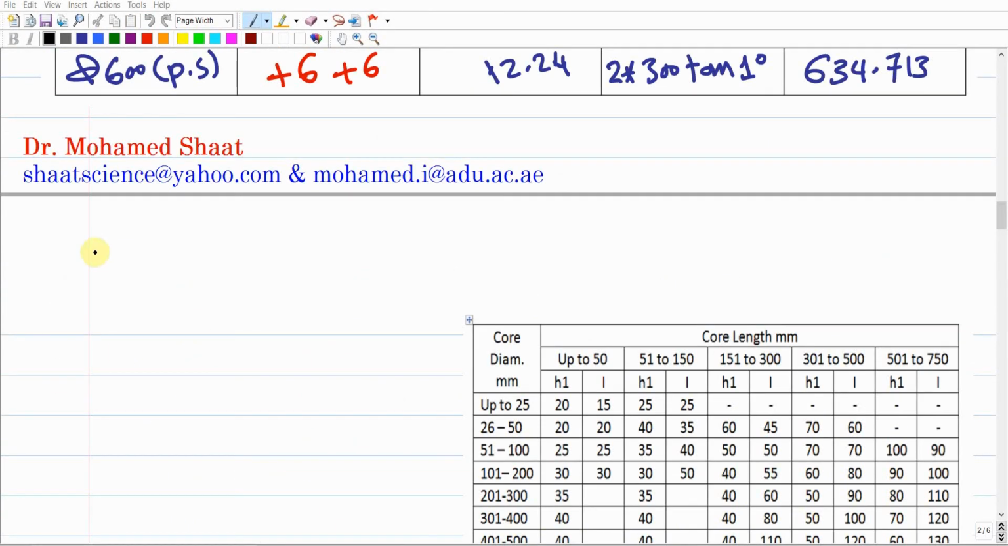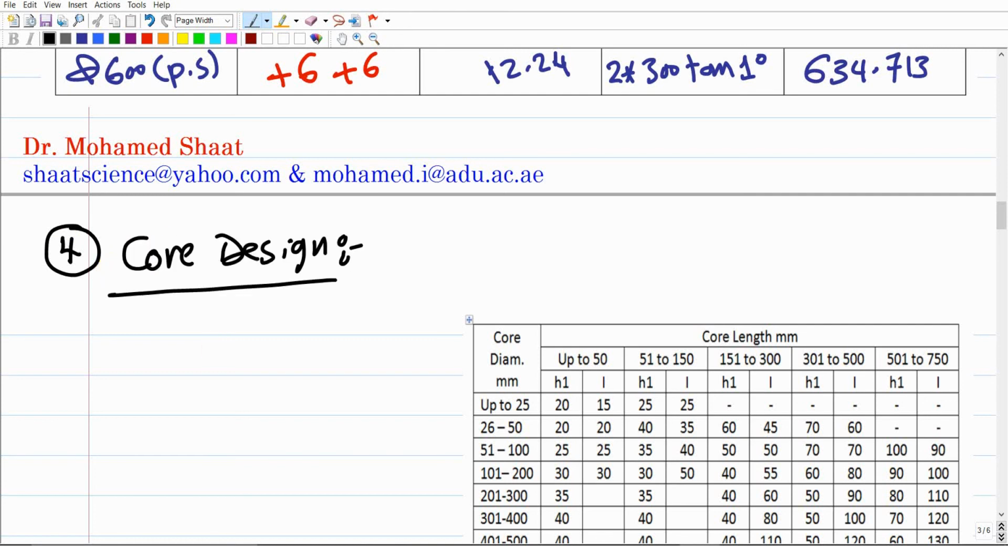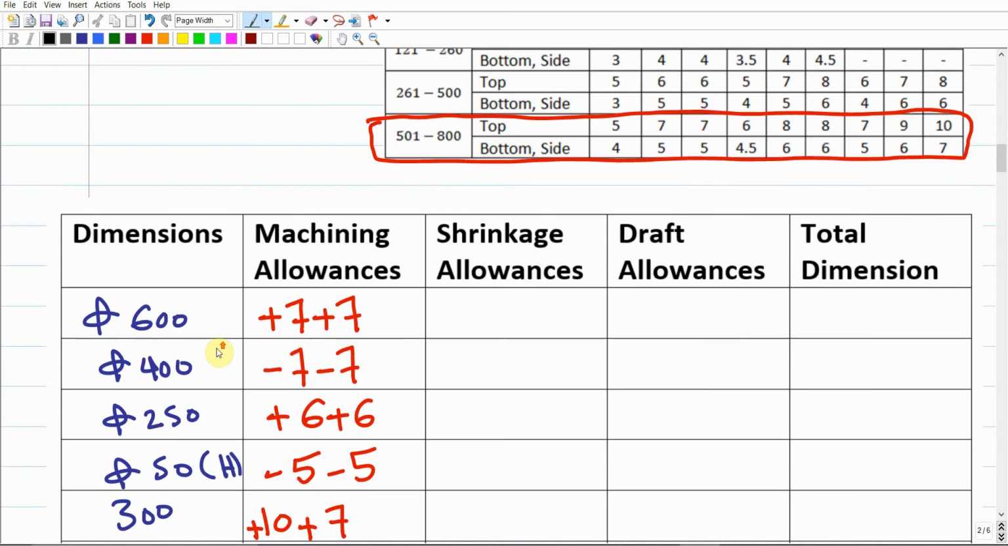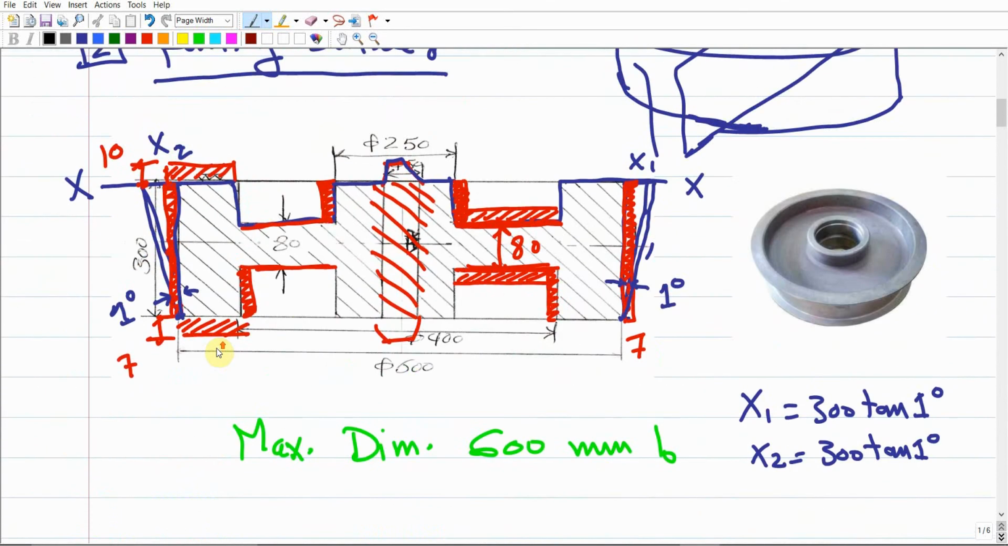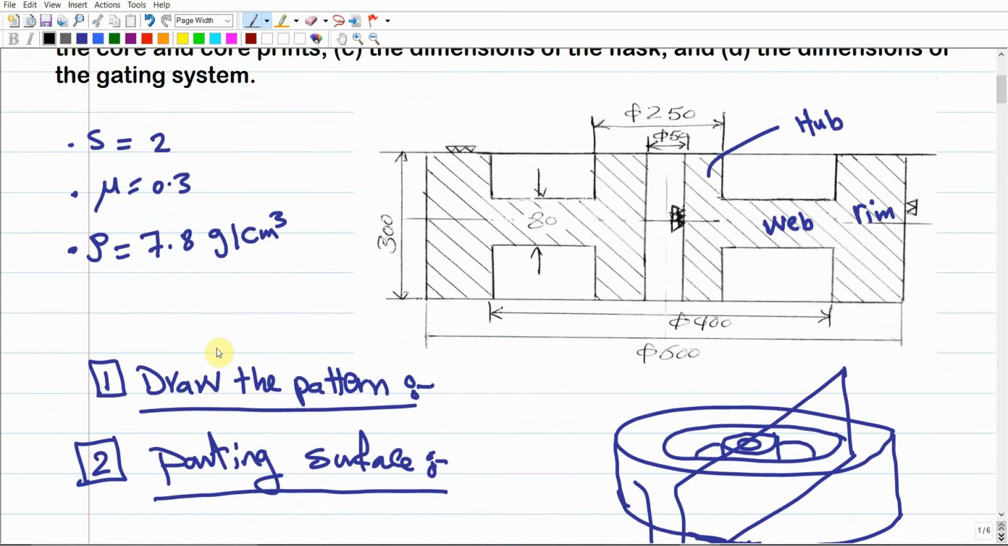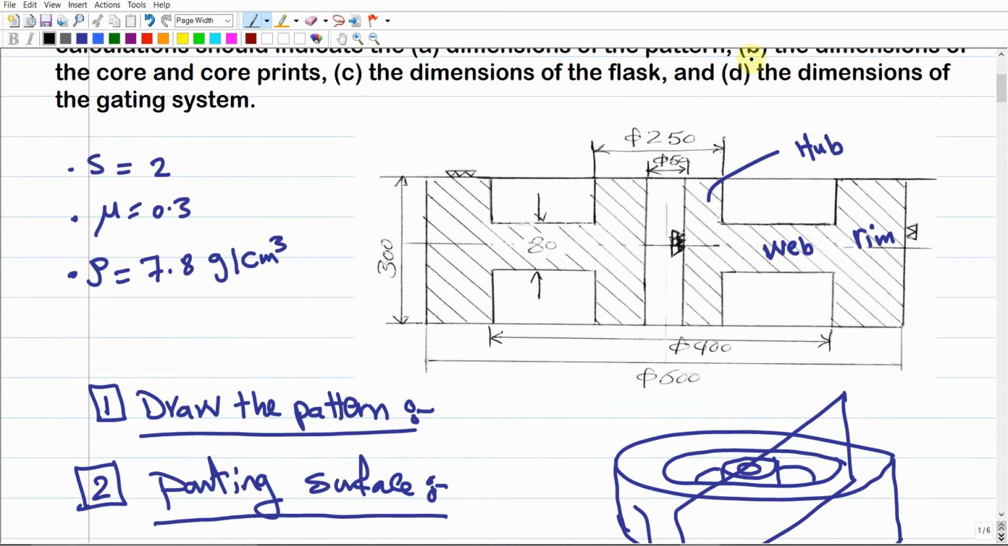So now let us move to step 4, which is the core design. In this step, basically, as we discussed, the objective is just to come up with the dimensions of the core that should be used for making the internal hole. In case that the product that we are interested in making by casting has no hole, in this case there is no core. It means that you're going to skip step 4.